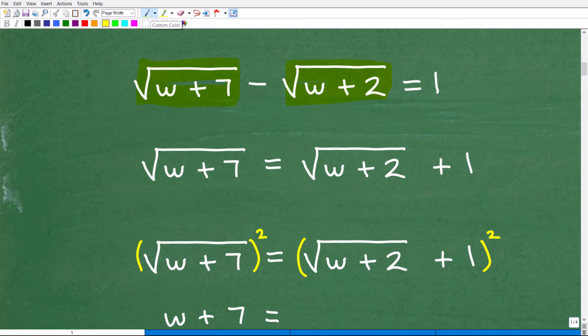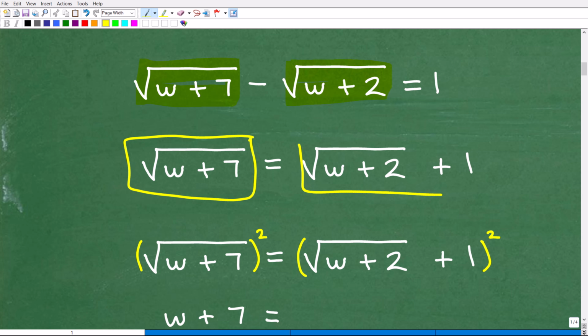So what we're going to want to do is this: the way this is written, we have a radical and minus another radical. That's not the best structure. What you want to do is get one radical over here, and then we'll put this other radical on the other side, and then we're going to square both of these sides. Now when we do this, we're going to get rid of this radical here pretty easily because the square root of w plus 7 is simply w plus 7. So this is going to be taken care of nice and easy.